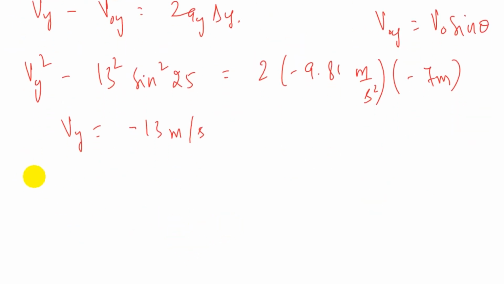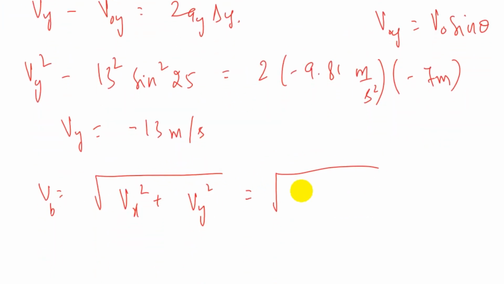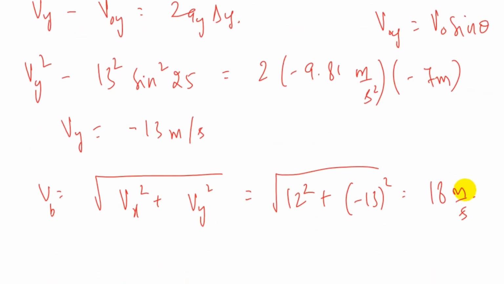Now what would be the speed? The speed would be the square root of the x component squared plus the y component squared. This is for ball B. So under the root, the x component we have is 12 and y is minus 13. So 12 square plus minus 13 square comes out to be, after rounding, 18 meter per second. Therefore we have proved that the speed for both ball A and B is the same.